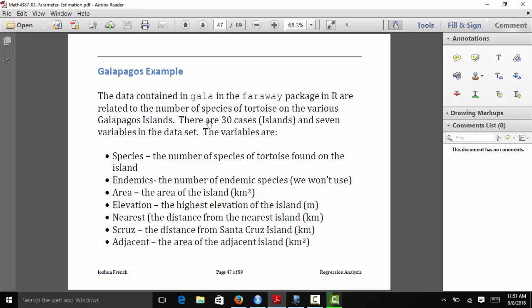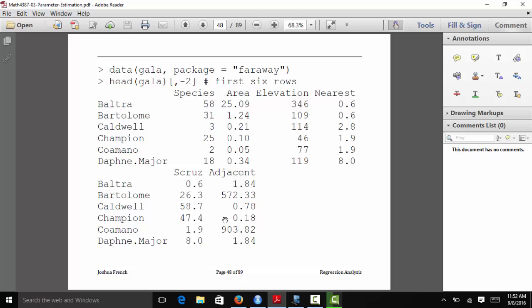So the response is going to be species, which is the number of tortoise species found on the island. Area, which is how large the area is in kilometers squared. The elevation of the highest point on the island in meters. We're also going to look at the nearest variable, which is the distance to the nearest island, also in kilometers. Scruz, which is the distance from Santa Cruz Island, which I think is the main island in the chain. And then how large the adjacent island is. So this one is also in kilometers squared. And so we have our response, and we're going to have 5 predictor variables. And we want to use these variables to construct a model for species.